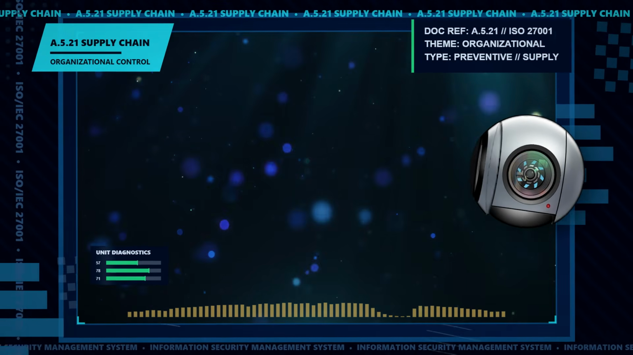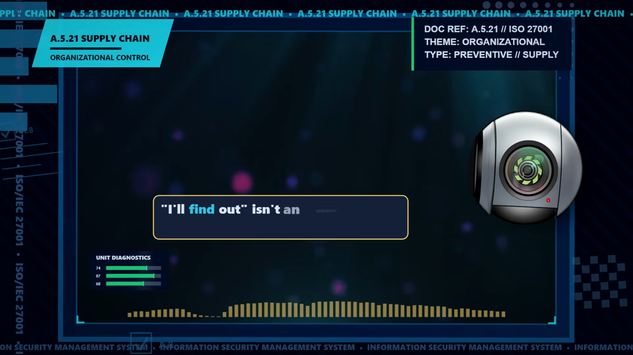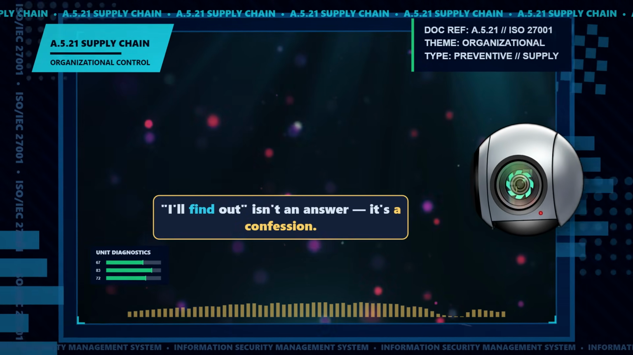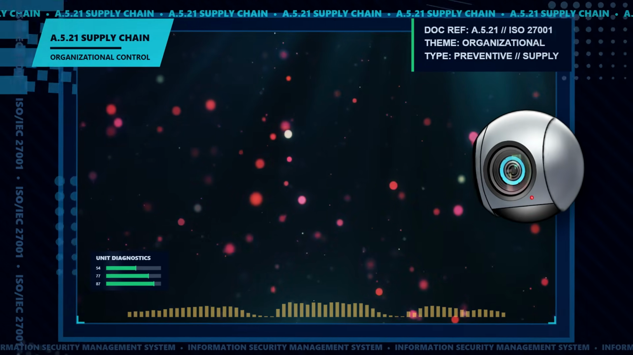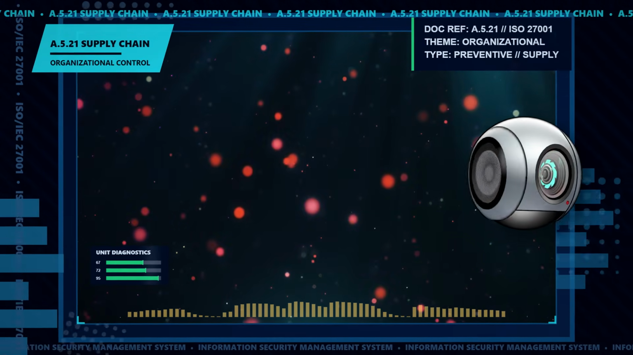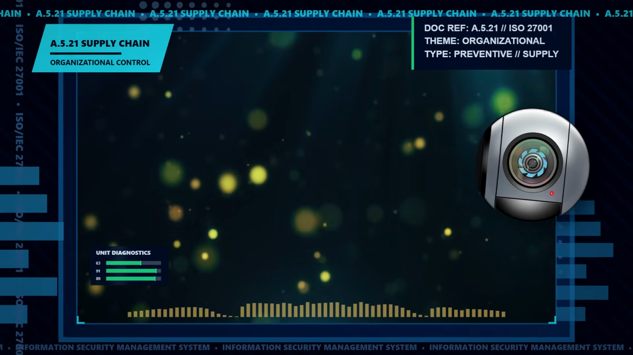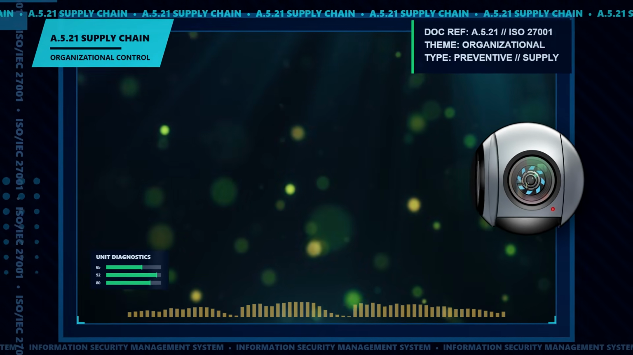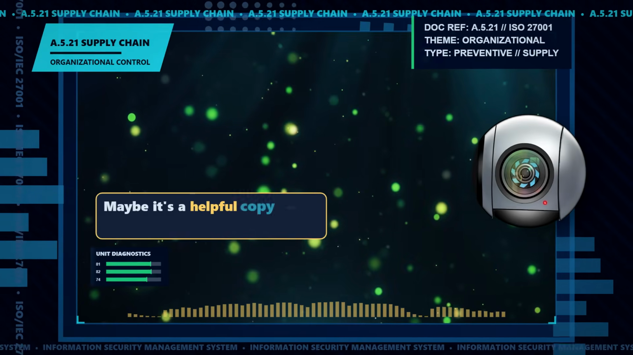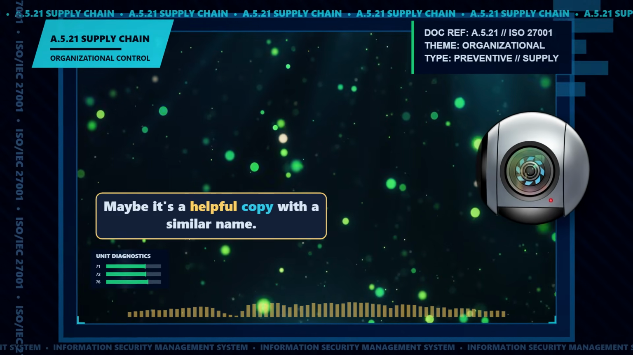And when they ask you where their information went, "I'll find out" is not an answer. It is a confession. Failure 3, provenance. This is the one nobody enjoys. Where did that component come from? Is it genuine? Is that container base image the one you think it is? Or a helpful copy somebody uploaded with a very similar name?